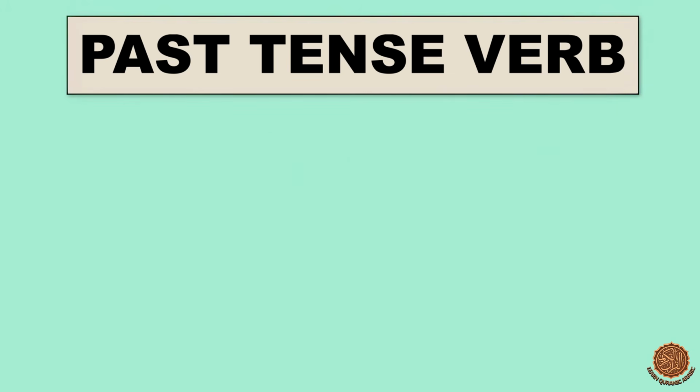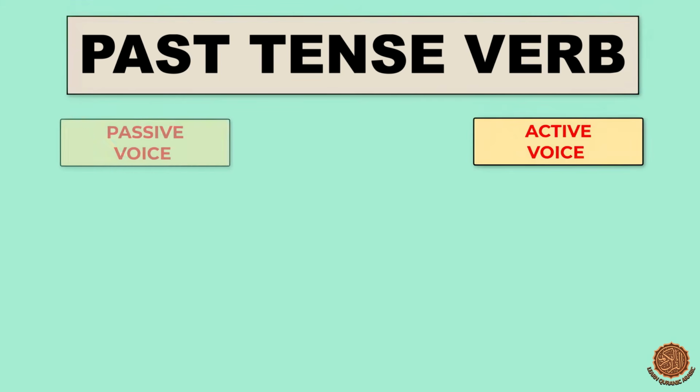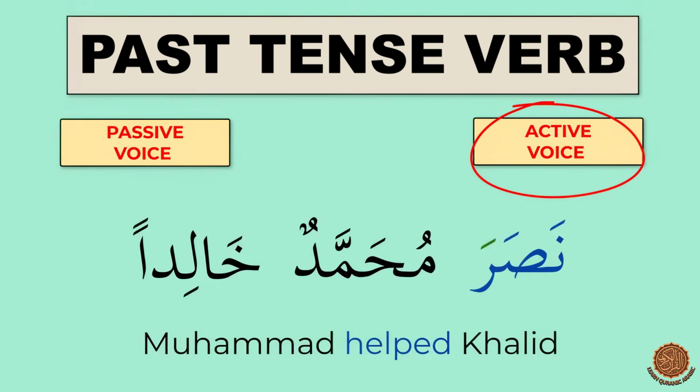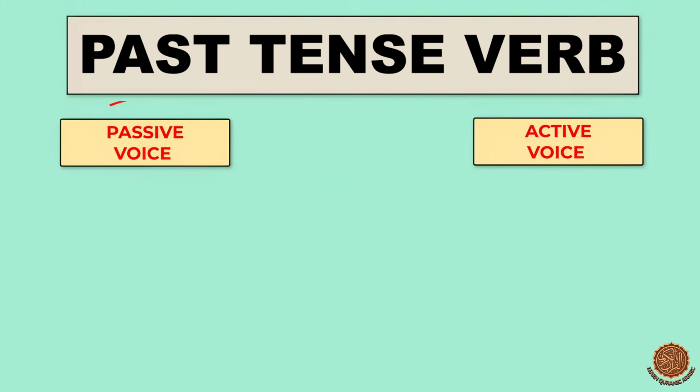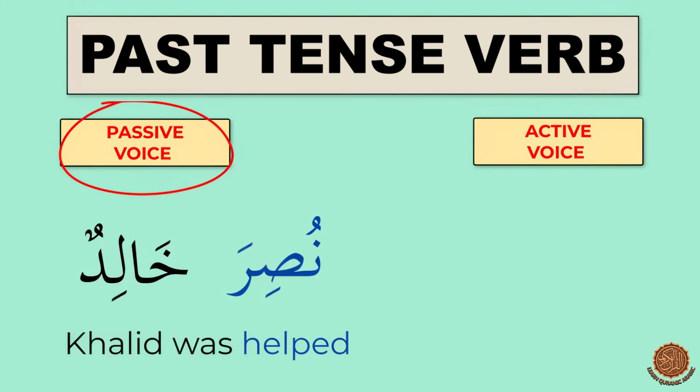Another difference is the difference between active and passive. This is why I mentioned the transitive and intransitive verbs, the active voice and the passive voice. We're going to be concentrating on the active voice. So what is the active voice? It's when the doer of the action, the one who has performed the action, in this case Muhammad, is actually mentioned. So Muhammad helped Khalid. When we look at the passive voice, we take the doer out. Not that there is no doer, but that the doer is not mentioned.